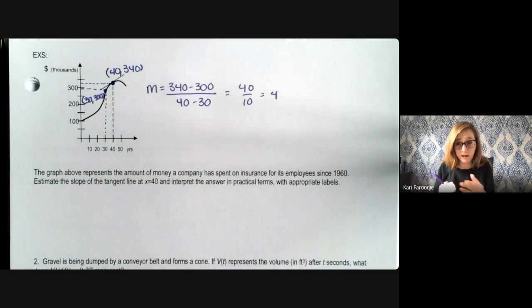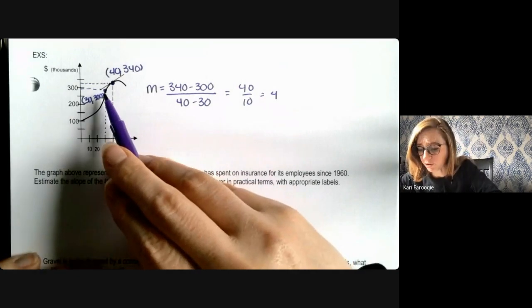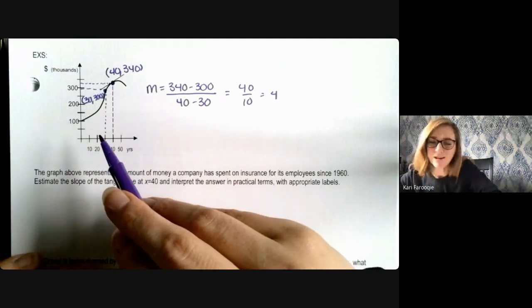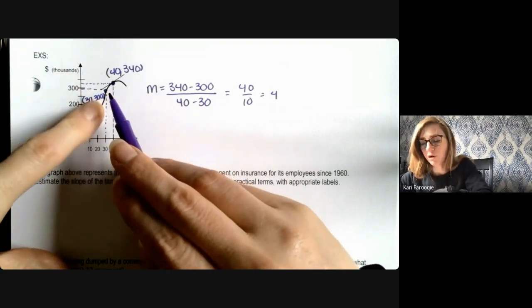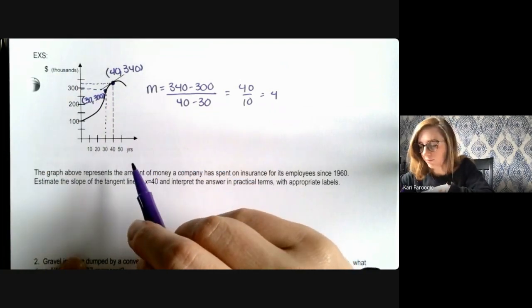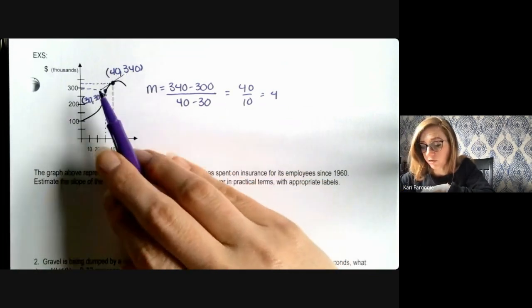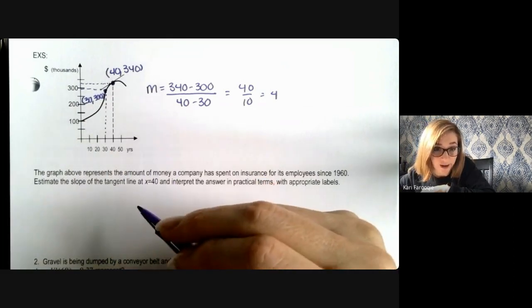Now, that's not enough to answer this question. We need to estimate the slope of the tangent line at 40 and interpret the answer in practical terms. I also want you to check this, by the way: does this make sense? Between 30 and 40, does that slope look like it could be rise over run 4/1? It's a little bit hard to tell because we're not using a 1-to-1 scale here, so it's going to look more shallow than 4. Maybe being able to check that is just something as simple as saying, is our slope positive? And you can clearly tell that the line is going up from left to right. So it makes sense that the slope is positive. At least you can check that.